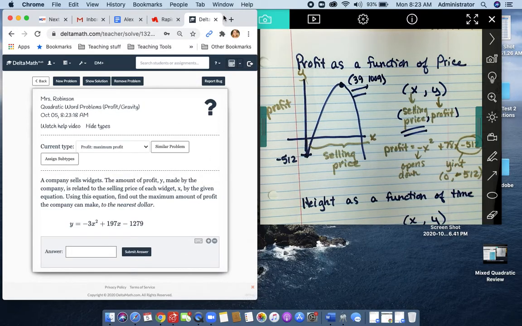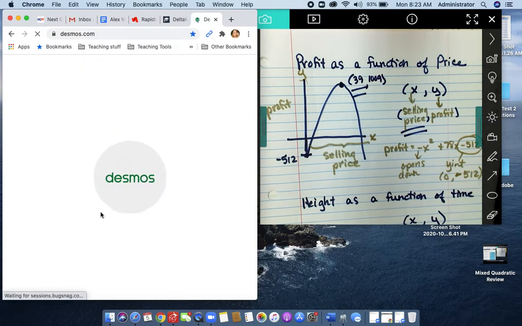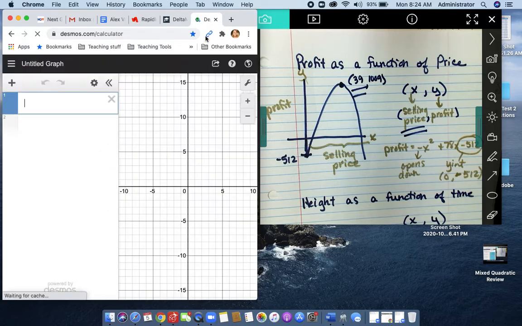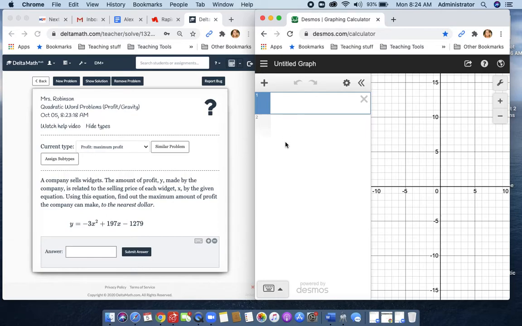Did I just close it? I guess I did. So just as a review, once you click on Graphing Calculator, you can take this tab here and just drag it out of Chrome and it'll open to this side. So I'm going to type in the equation from my problem. Let me type it in right.